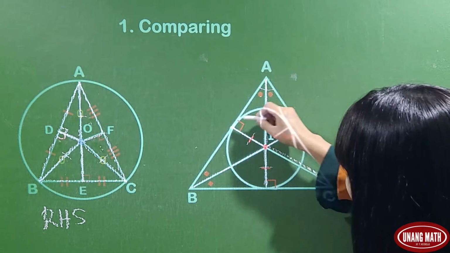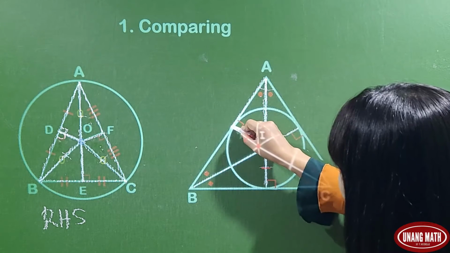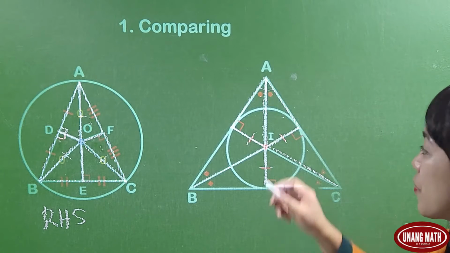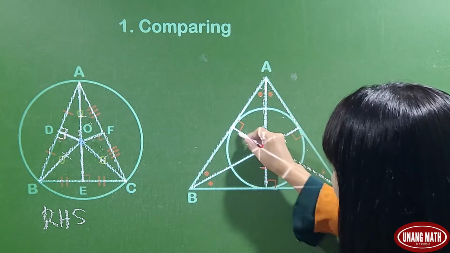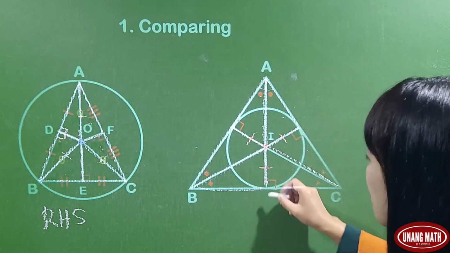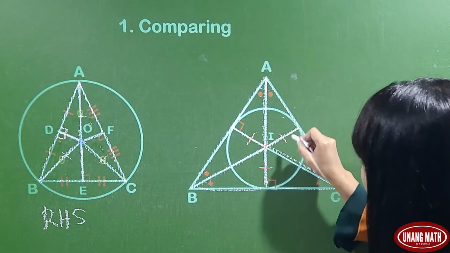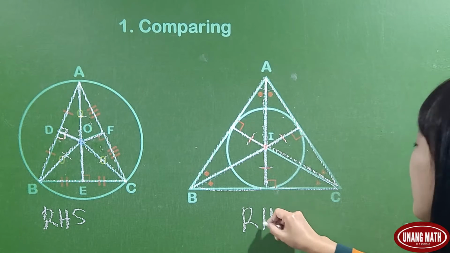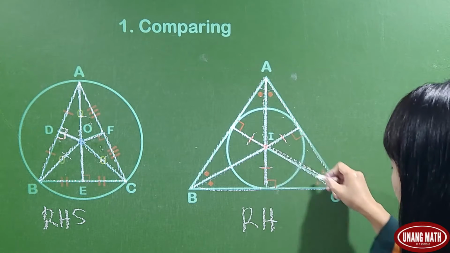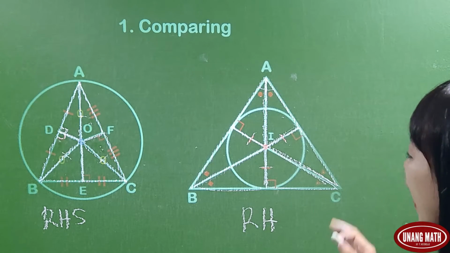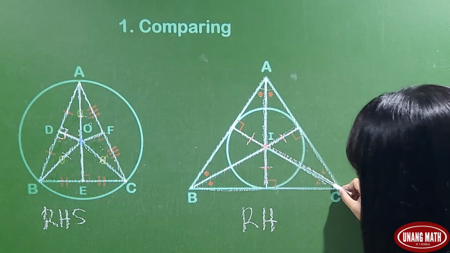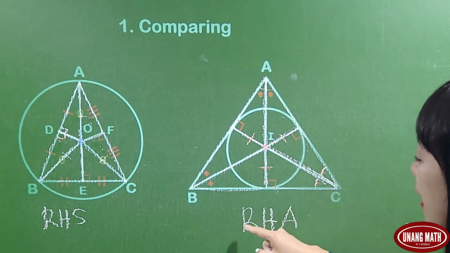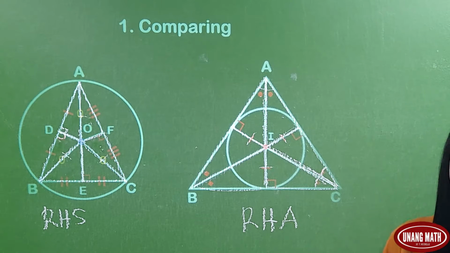So if we take a look at this triangle and this triangle, these two triangles are congruent. Here, this triangle and this triangle are congruent. This triangle and this triangle are congruent. So we have here a right angle, and we will consider this one the hypotenuse. And since this is our angle bisector, this angle and this angle are equal. So we have RHA congruence.